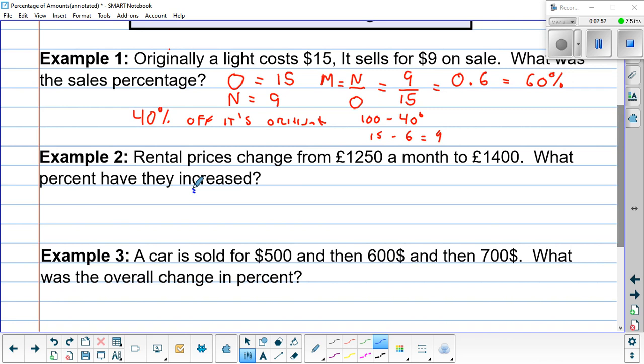Rental prices change from $1,250 a month to $1,400. So originally they're $1,250. Then they changed to $1,400. So what exactly are we doing? Well, let's bring it over here. M equals N divided by O. So this is 1,400 divided by 1,250.